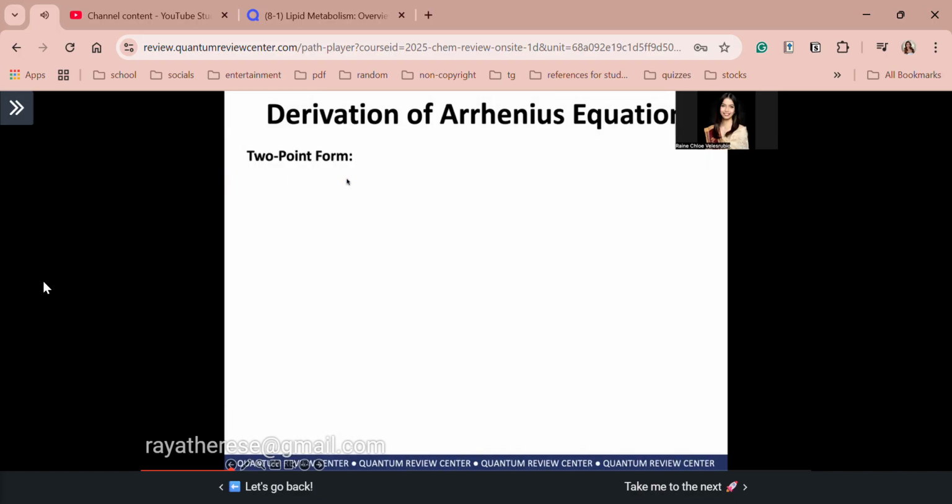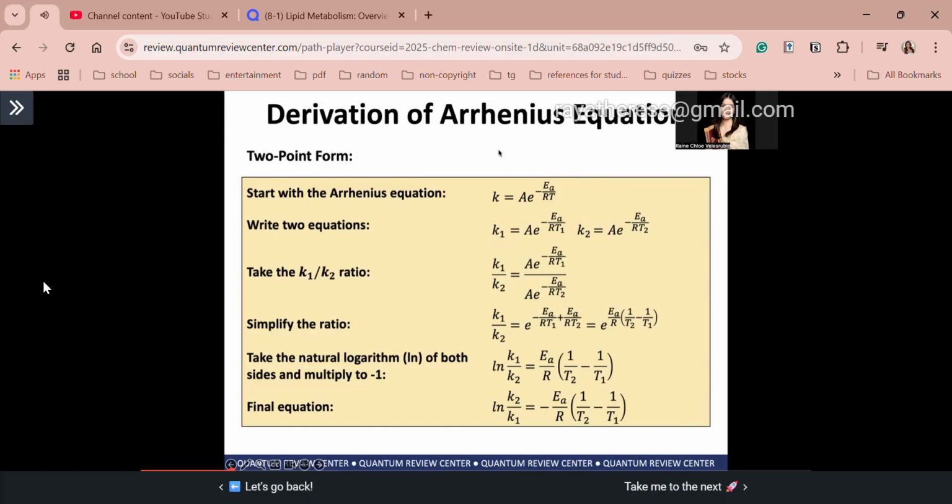Next, how do we derive the two-point form of the Arrhenius equation? These are the steps. First, let's start again with the basic Arrhenius equation, and then let's write two equations, one for a certain temperature T1 and one for a certain temperature T2, so we have k1 and k2. Then let's take the k1 over k2 ratio and we will get this. So we just combine them: k1 over k2 is equal to A e to the power of negative Ea over RT1 over A e to the power of negative Ea over RT2. Next, let's simplify the ratio, guys. So k1 over k2 is just equal to, of course, we cancel the A.